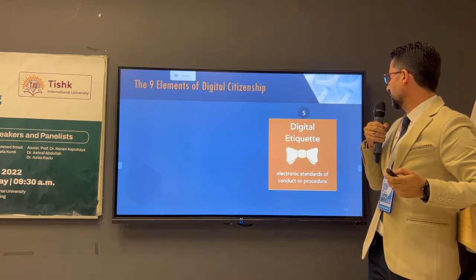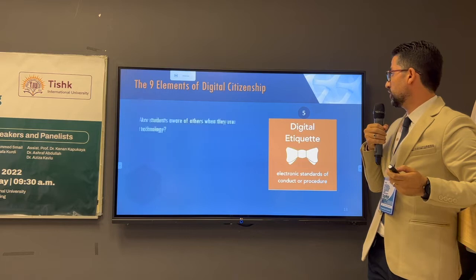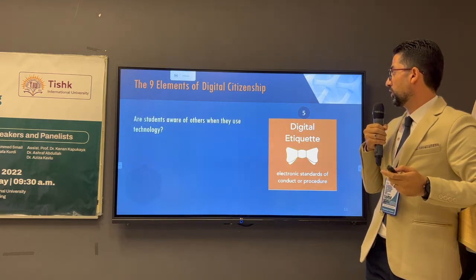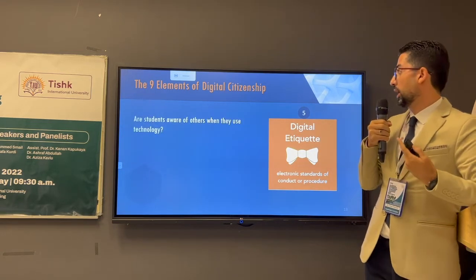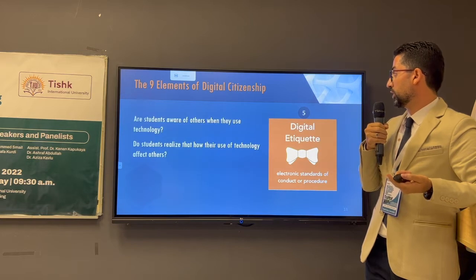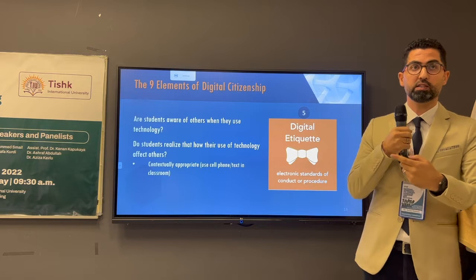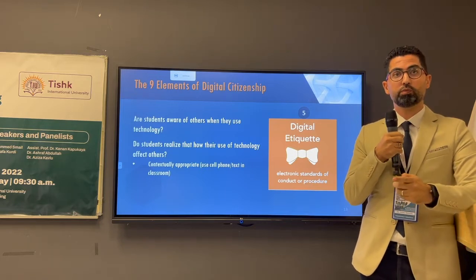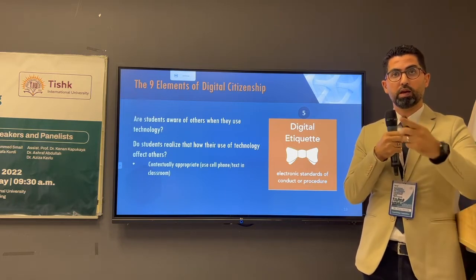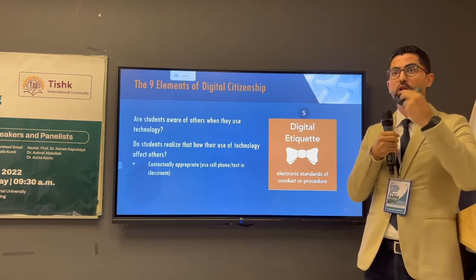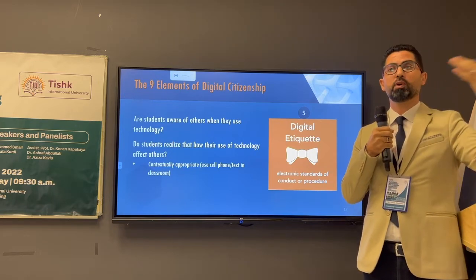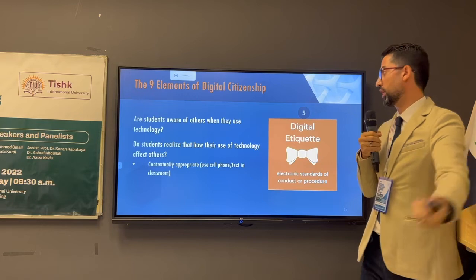Digital etiquette, electronic standards of conduct and procedure. Are students aware of others when they use technology? And do students realize that how they use the technology affects others? So this part is when you're digitally interacting, how do you care about others? Not just you, it's others around you.